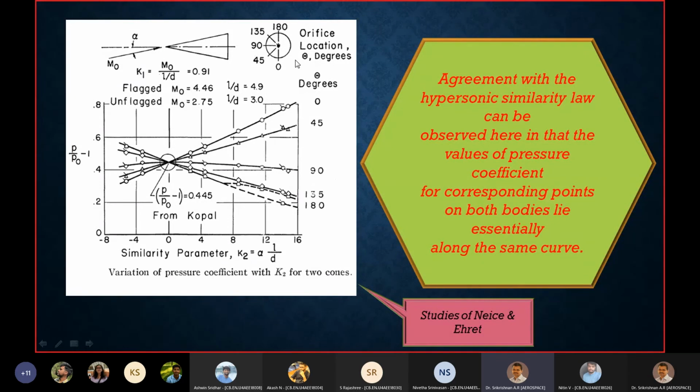For each curve, you can see the flagged and unflagged points, which are the data for cone 1 and cone 2. For each angle, the flagged and unflagged points fall on the same curve. This is a kind of validation for this whole argument of hypersonic similarity.